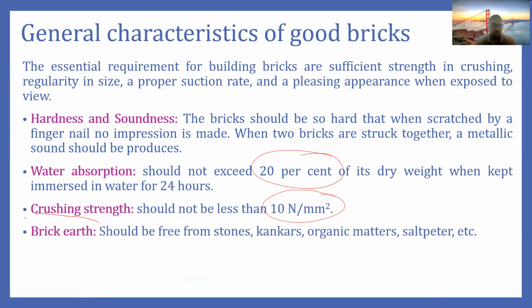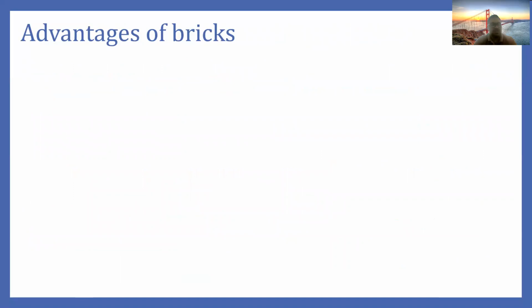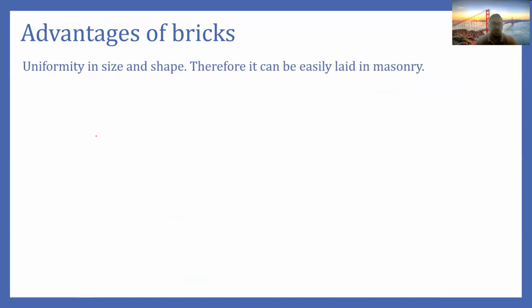And the brick earth for which bricks are manufactured should be free from stones, concretions, organic matters, or saltpeters. So that is the requirement for good bricks. Now we will see what the basic advantages of bricks are over other materials. The first advantage is that they are uniform in size and shape, and therefore they can be easily laid in the masonry.